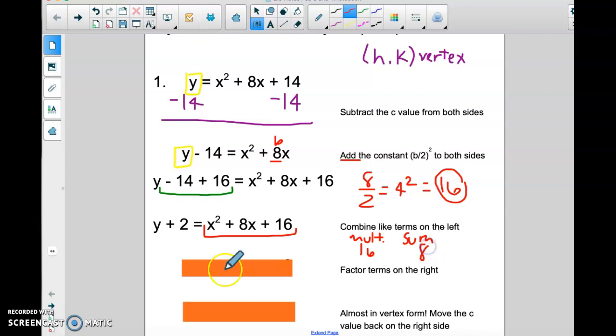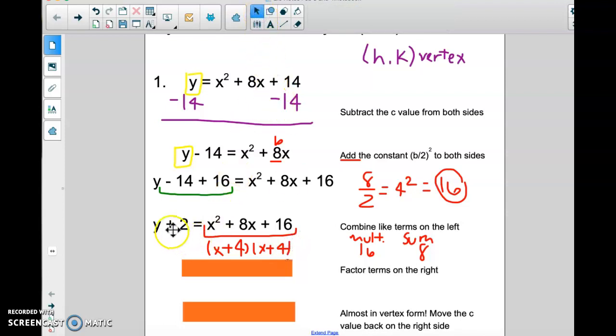And how we're going to write that, before it would be like x plus 4 times x plus 4, but we now know a shortcut because math people are lazy and I don't want to write this twice, by doing y plus 2 equals x plus 4 squared. So I factored on the right.